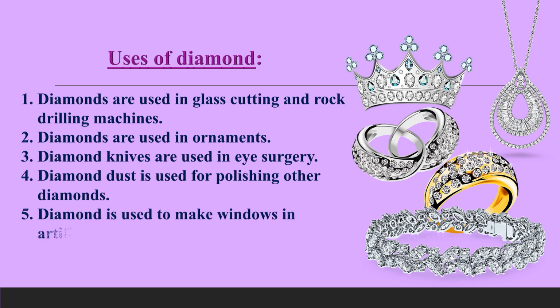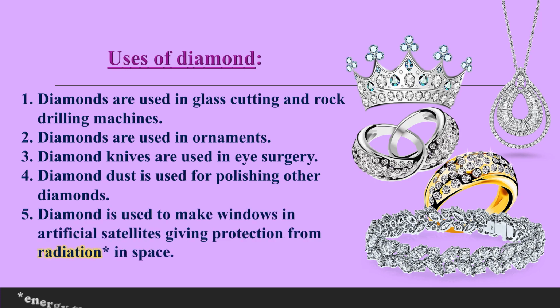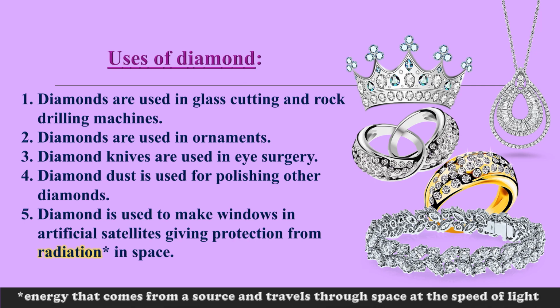Diamond is used to make windows in artificial satellites, giving protection from radiation in space. So they make the windows of the satellites that go into space. Some diamond coating is there to protect it from radiation. And what is radiation? The energy that comes from a source and travels through space at the speed of light. So to protect from that, windows using a glass filter are used.